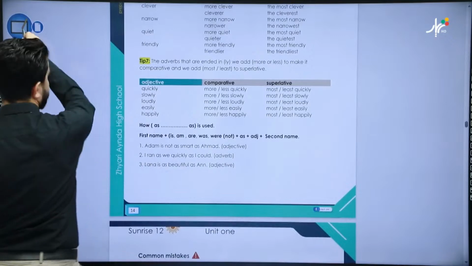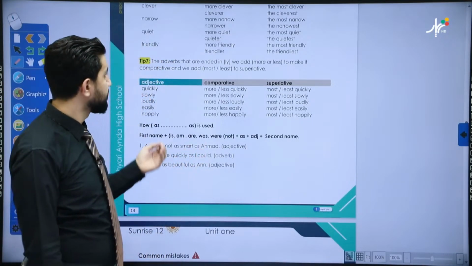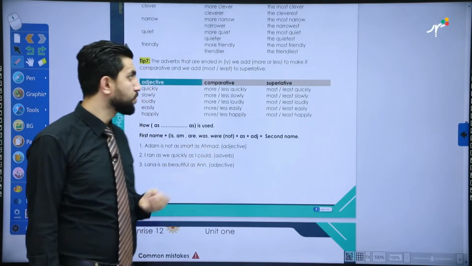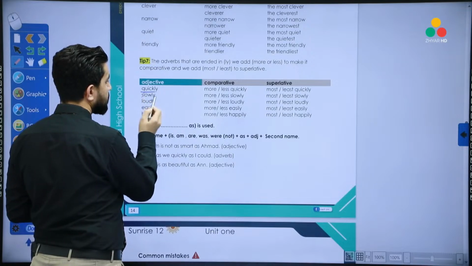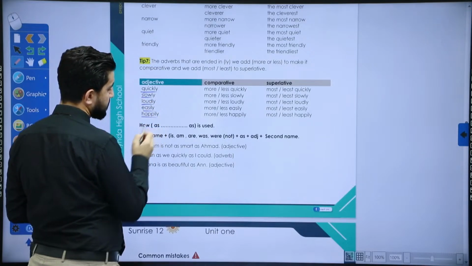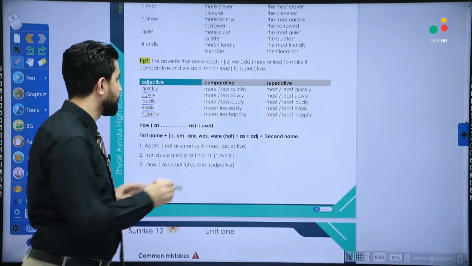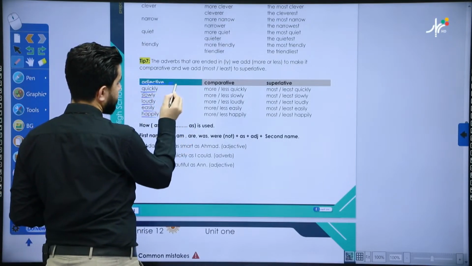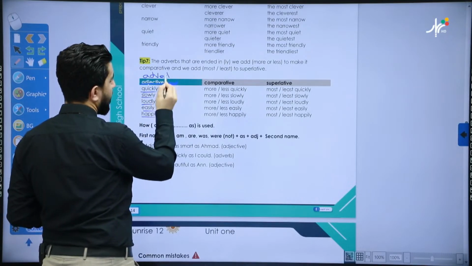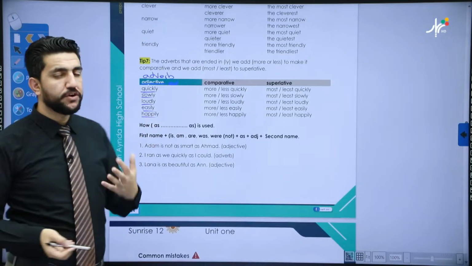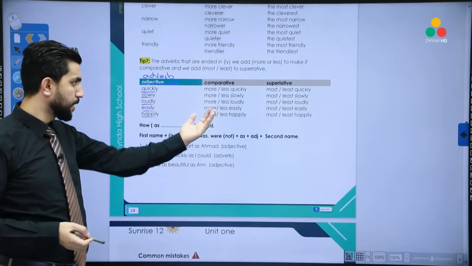Tip number 7. For adverbs that end in ly, we add more or less to make it comparative, and we add most or least to make it superlative. Why? Because they become words of more than one syllable. It becomes an adverb in this case, not an adjective. So with adverbs, we never use ER or EST. We use more or less, most or least.